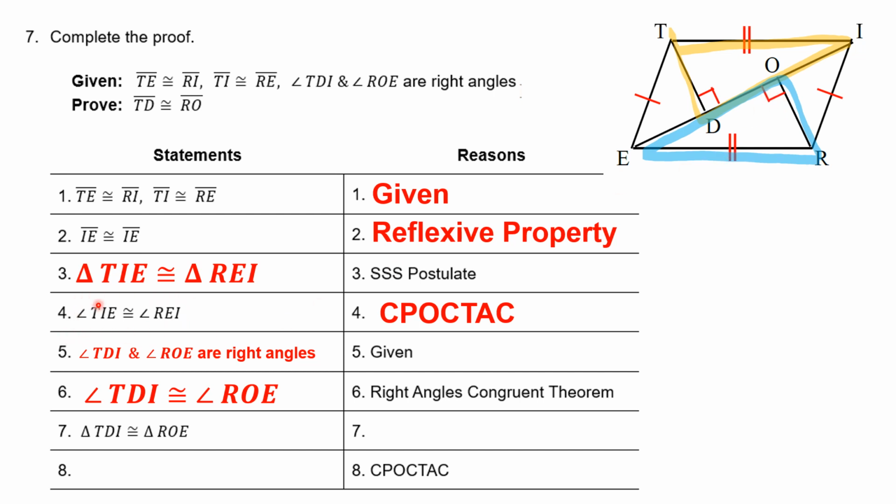We also proved in line 4 that TIE, so that's this angle right here, is congruent to REI, which is this angle right here. All right, so now we've got another angle. So let's figure out what postulate we're using.